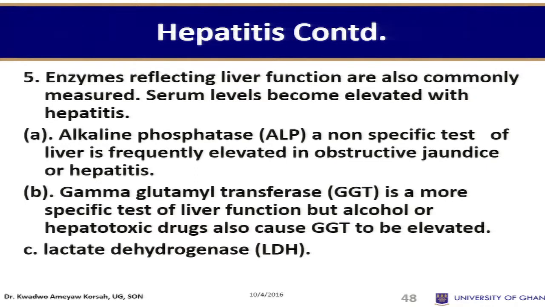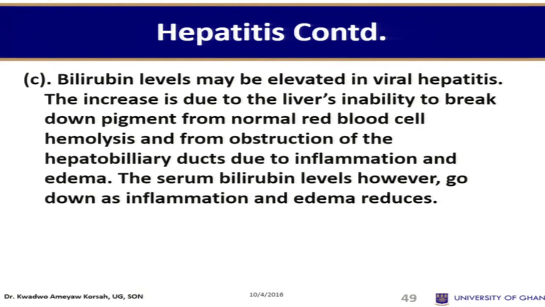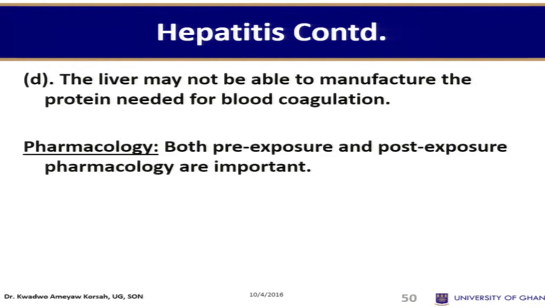We have the gamma glutamyl transferase, which is the GGT test. It's a more specific test of liver function, but alcohol or hepatotoxic drugs also cause GGT to be elevated. We have lactate dehydrogenase, and these are the enzyme tests that we can do. We can also check the bilirubin levels, and the liver may not be able to manufacture the protein needed for blood coagulation, so we have to look at that.